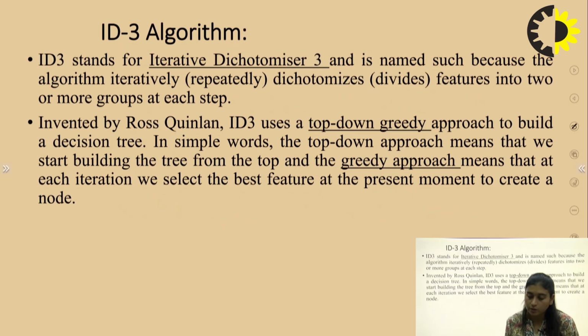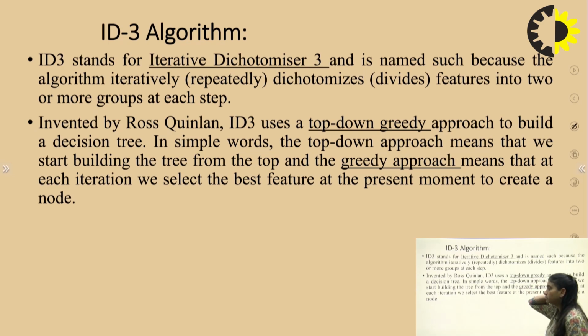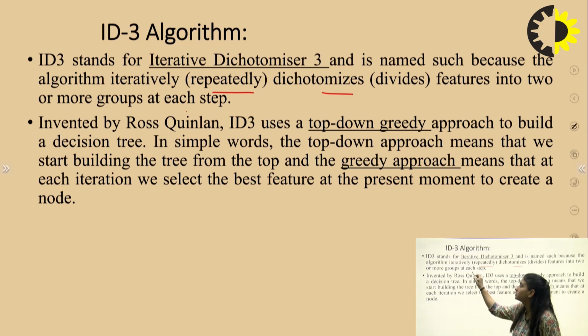Now, the most important part of this unit is the ID3 algorithm. First, we will understand what the ID3 algorithm is, and then I'll do a numerical on it in order to understand how the ID3 algorithm actually works. So first understand what this ID3 algorithm is. ID3 stands for Iterative Dichotomizer 3. It is named such because it iteratively, repeatedly divides the features into 2 or more groups at each step.